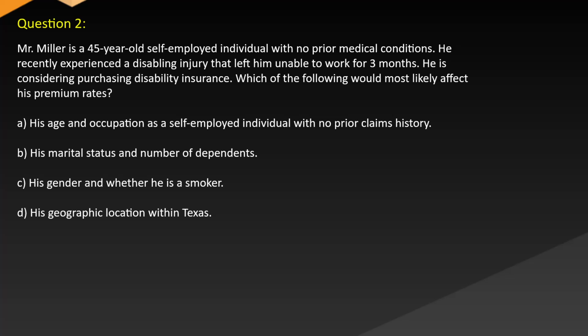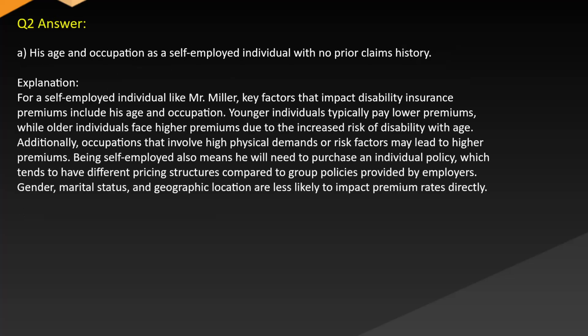A. His age and occupation as a self-employed individual with no prior claims history. B. His marital status and number of dependents. C. His gender and whether he is a smoker. D. His geographic location within Texas. Answer: A. His age and occupation as a self-employed individual with no prior claims history.